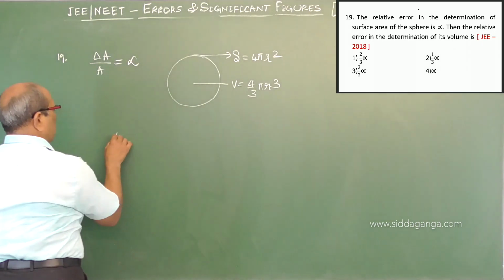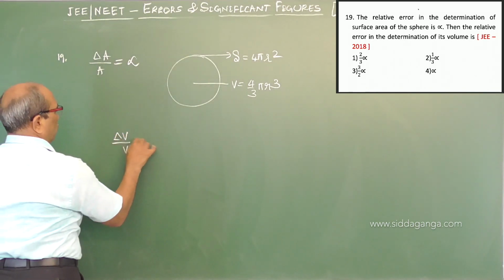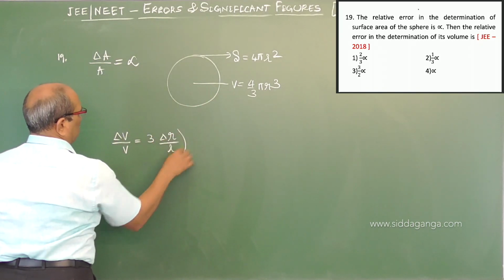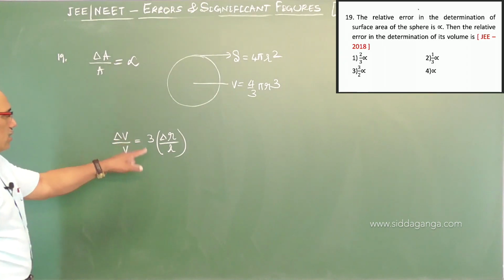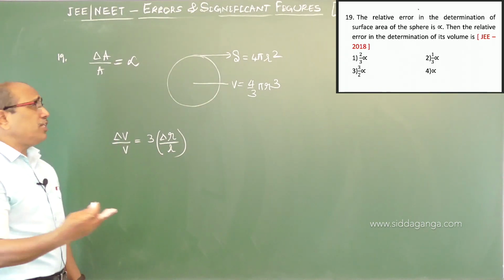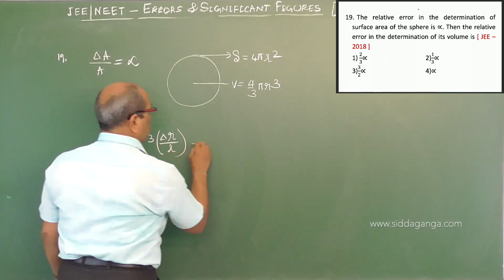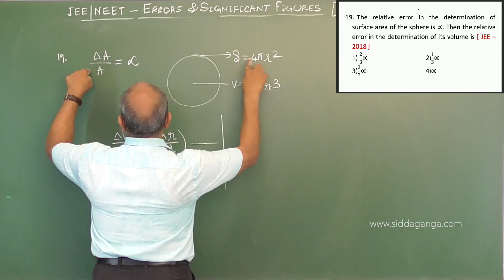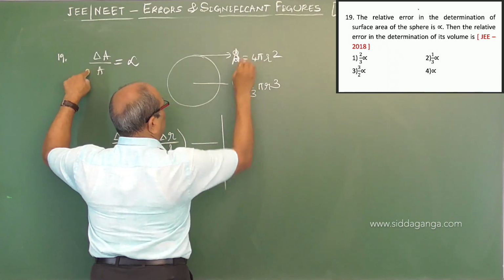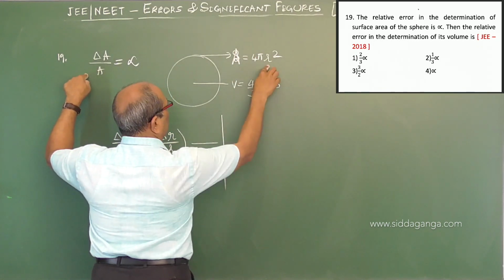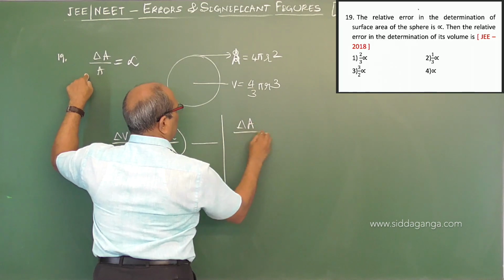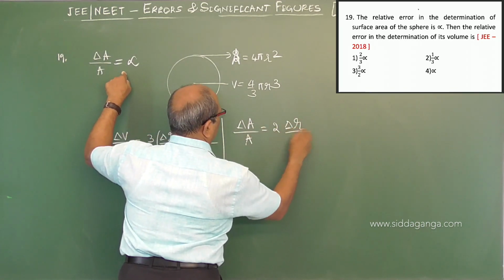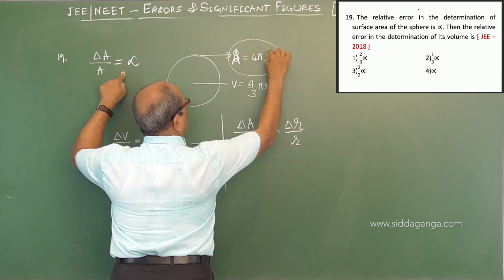Your aim is to find the relative error in measuring volume. From that I can write 3 into delta r by r. You require delta r by r, but it is not given directly. In that case, to find this, the option is the surface area. If we take the area A, delta A by A is equal to 2 into delta R by R because it affects twice.